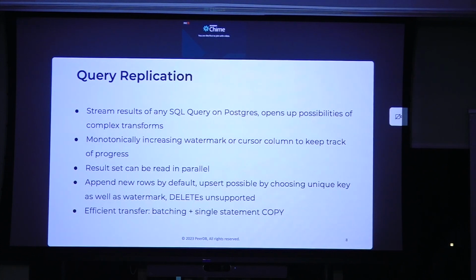By default, we only append rows, so we can't do any updates or deletes by default. We can do an upsert by choosing a unique key of the table as well as a watermark. The unique key is the ID of a row, and the watermark tells us if the row has been touched or updated. Deletes are unsupported. With this mode of replication, we can't tell if a delete has happened, because we're just reading the results, so we can't tell what has been lost. And again, we make this as efficient as possible. We batch all the rows we get and send them to the destination in a single step using copy.